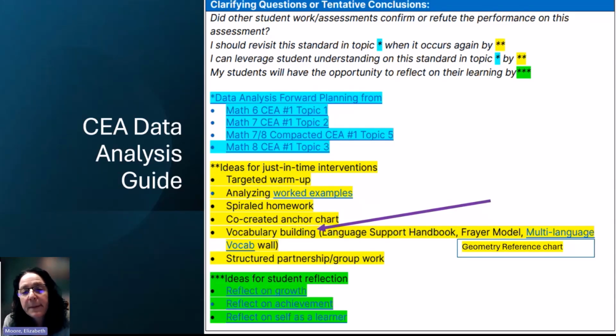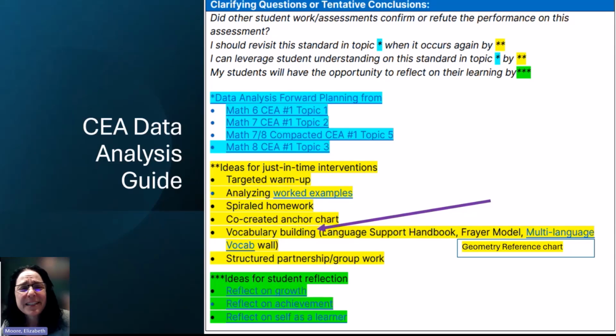This image is from the middle school CEA guides with that geometry reference chart added in as a primary thing found in the high school guide that is not found in the middle school CEA data analysis guide. This section in yellow here is ideas for just-in-time interventions that are based around the results that we see for our students' work in the CEAs.